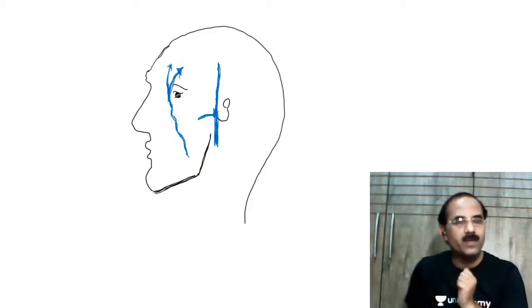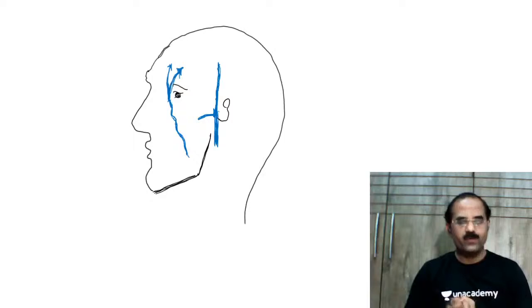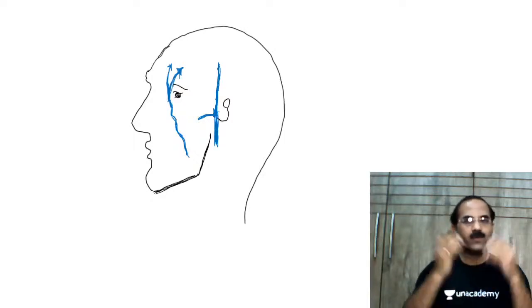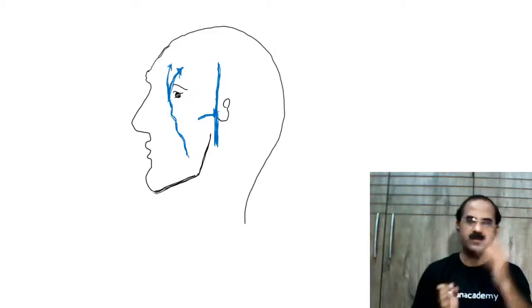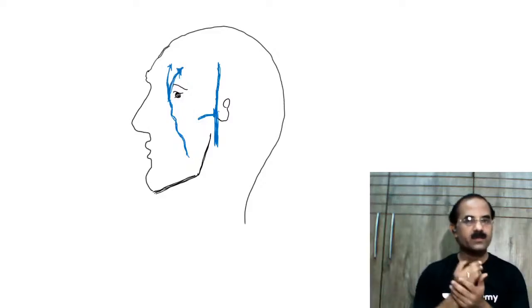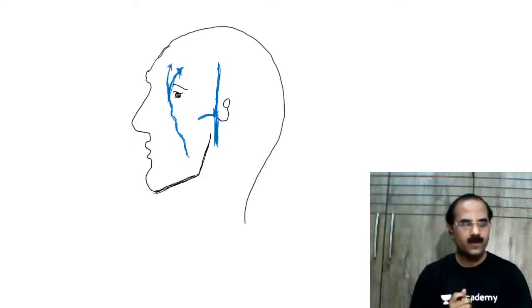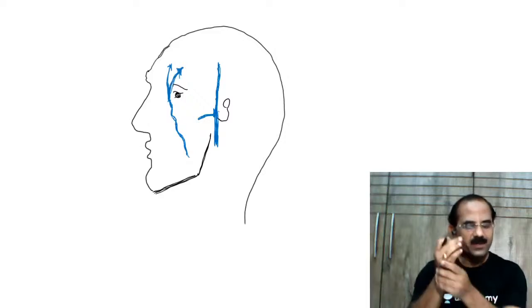Just give me a reference. Have you come across this retromandibular vein somewhere? It is formed by the joining of superficial temporal and maxillary. Where do you get this retromandibular vein? Behind the ramus of the mandible. That's fine, I want something else. Yes, very good.